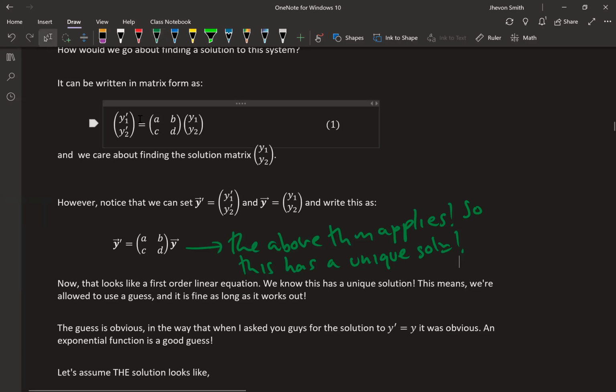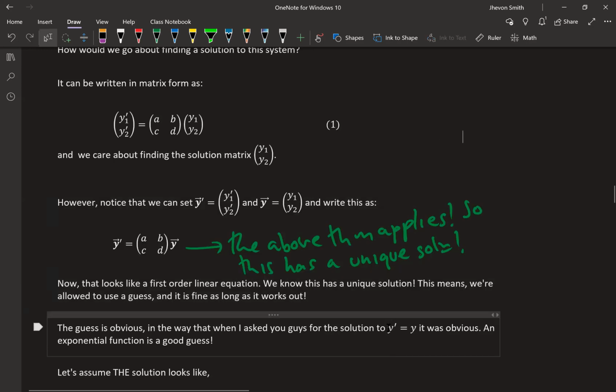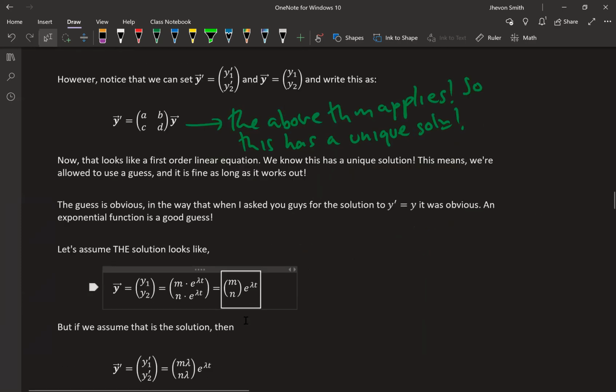So now let's actually look at a way, how would we go about solving this, right? You make a guess. I know I can make a guess because there's a unique solution. As long as my guess works out, it's fine. What would you guess? Well, remember when I asked you on day one to guess a solution to y prime equals y? And when you guessed it, an exponential seems like a good guess. Well, for the same reason, an exponential seems like a good guess here. Let's guess that the solution looks like some vector times an exponential. Right? I know it's a 2D vector because I have a 2 by 2 system and my y is a 2D vector here. So my solution should also be a 2D vector, but let's suppose it's a two-dimensional set of exponentials.